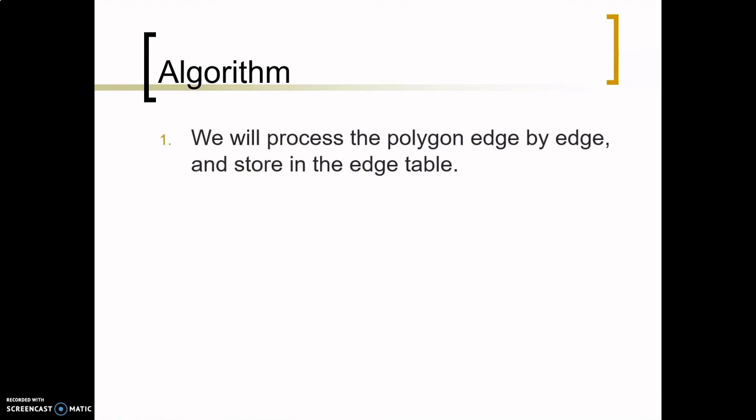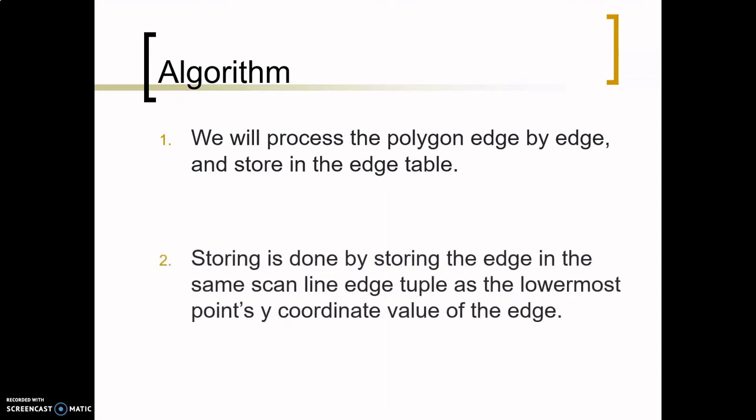Then we will see the algorithm. The first step is we process the polygon edge by edge and each edge is stored in the edge table. Storing is done by storing the edge in the scan line edge tuple given by the lowermost point's y coordinate value of the edge, that is the y min. So the edge is stored in the edge tuple of that y position.